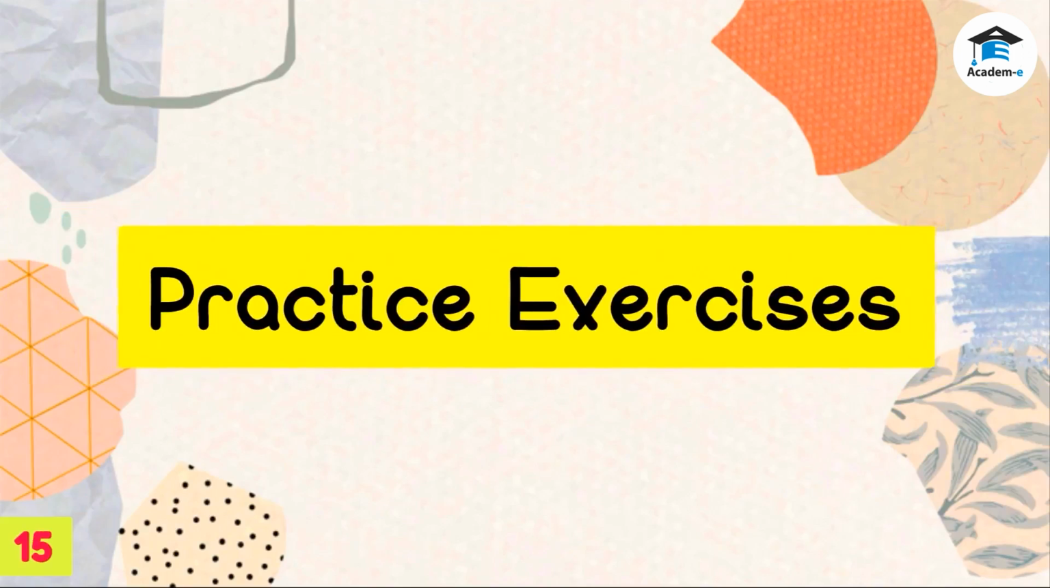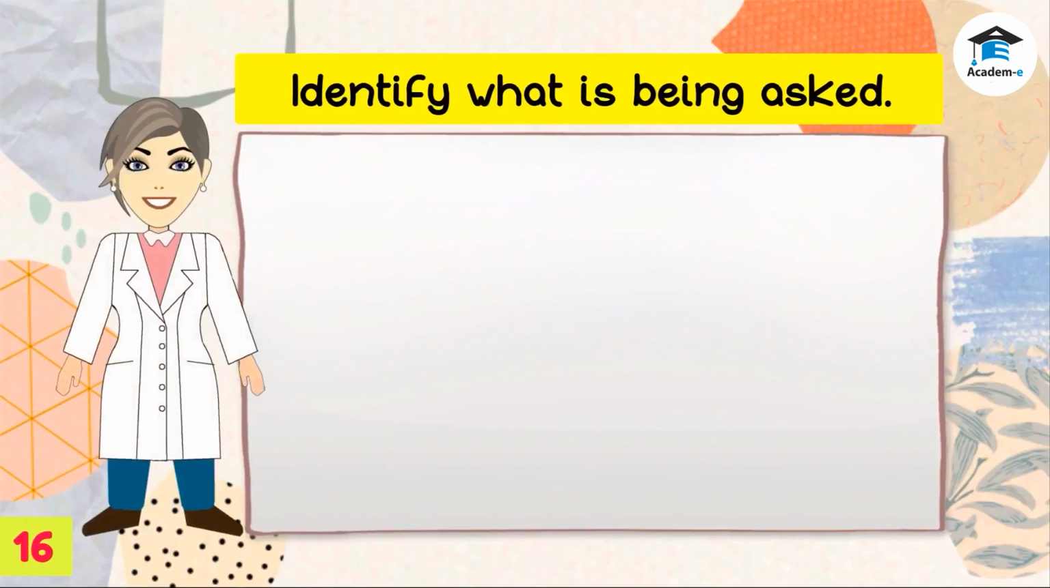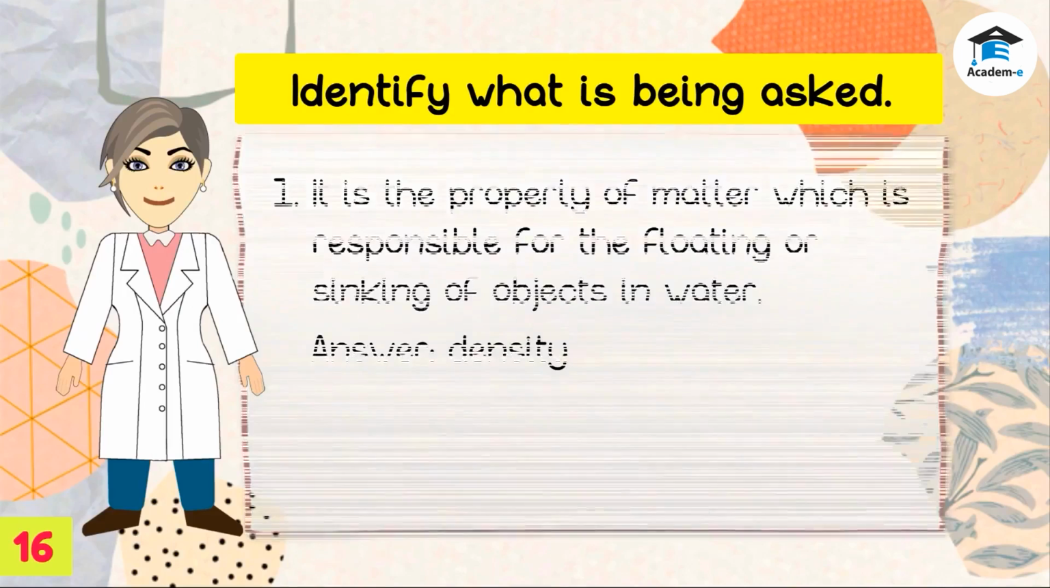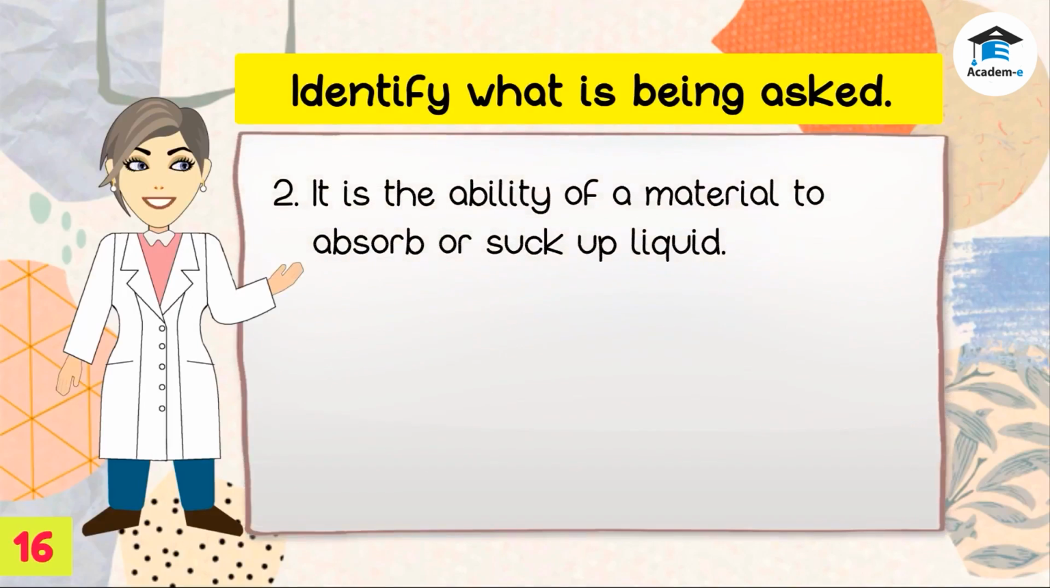To check how well you understood the lesson, let us have a short exercise. Identify what is being asked. 1. It is the property of matter which is responsible for the floating or sinking of objects in water. Answer. Density. 2. It is the ability of a material to absorb or suck up liquid. Answer. Porosity.